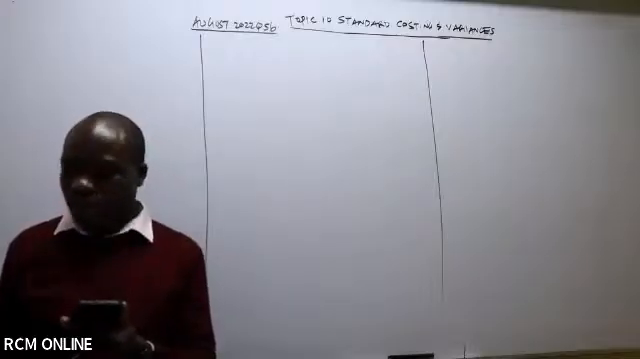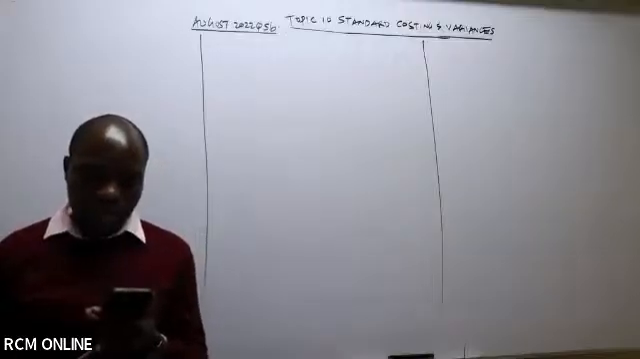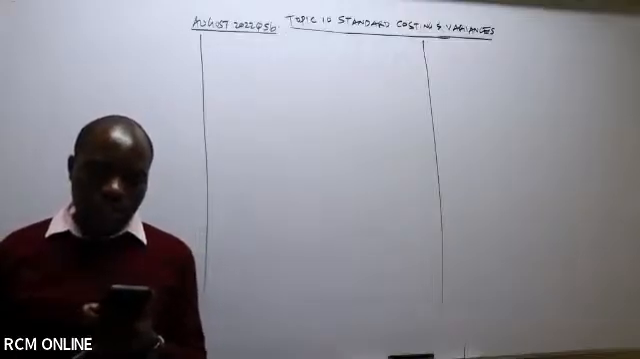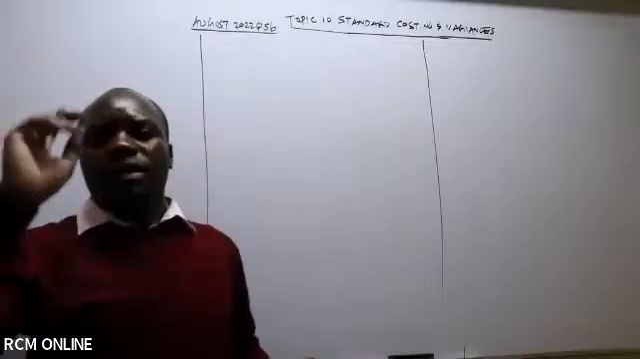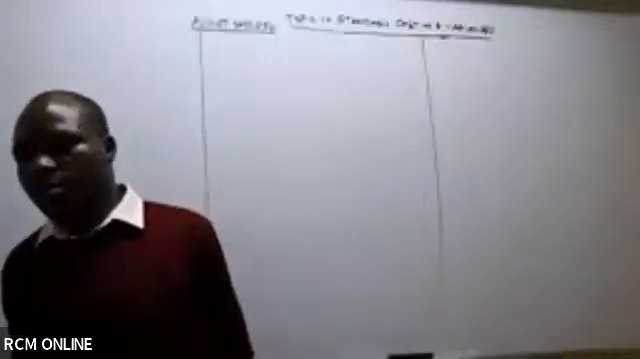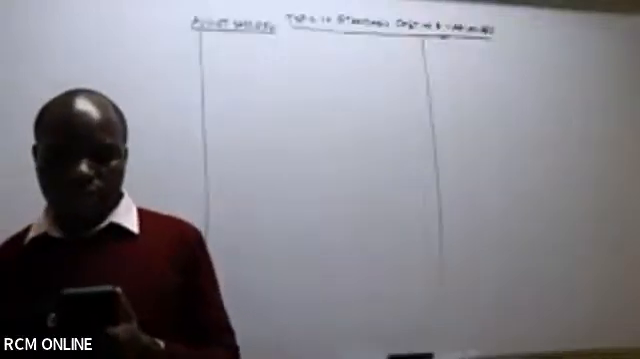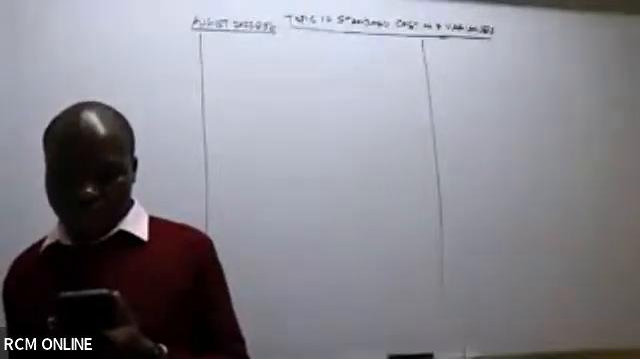Additional information. There was no opening or closing work in progress during the period. Variable production overhead varies with the labor hours worked. The company operates the standard marginal costing system. Standard marginal costing system tells you that the fixed production overheads do not form part of product cost.